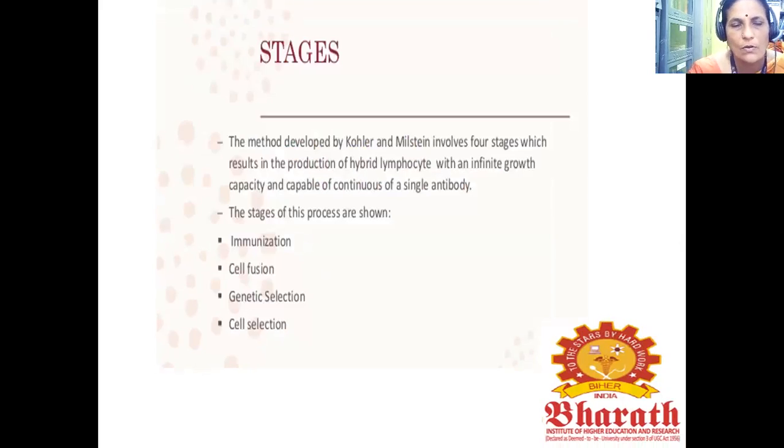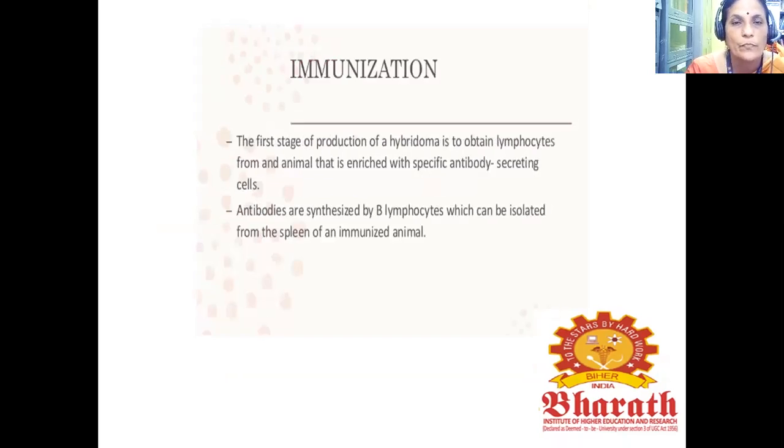The stages of hybridoma technology: the method developed by Köhler and Milstein involves four stages, which result in the production of hybrid lymphocytes with an infinite growth capacity and capable of continuous production of a single antibody. So what are these stages? First one is immunization. Second stage is cell fusion. Third one is genetic selection. And fourth one is cell selection.